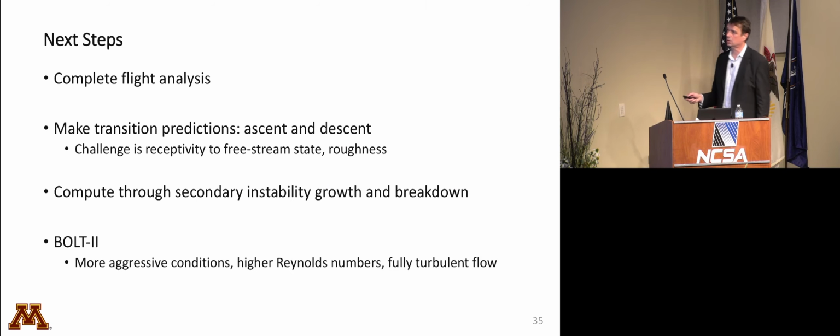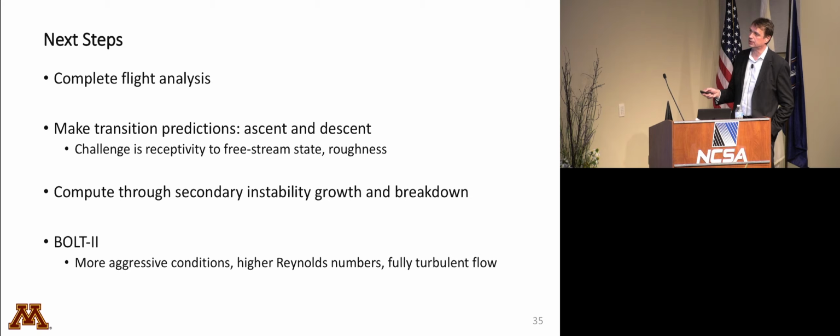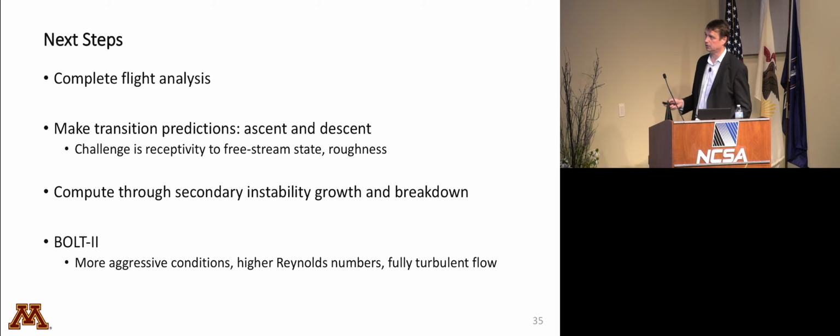Okay, so next steps are to complete this analysis, and that hopefully is going to be done more or less by SciTech. And then we have to make these transition predictions. And I think really the big question is what the free stream state is and what the level of roughness is going to be. The model has been scanned, and so we're going to try to use the actual as-scanned roughness state of the model. And then ultimately what we want to do, we're not going to be able to do this anytime soon, but to compute directly through the instability, through the secondary instability growth and through breakdown to turbulence.